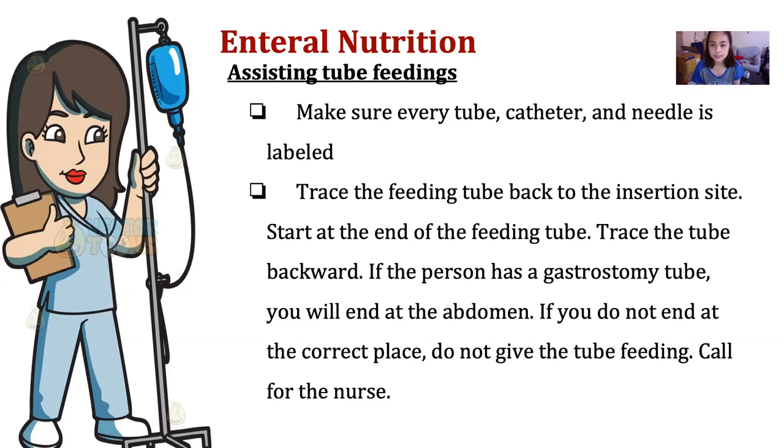Then, trace the feeding tube back to the insertion site, start at the end, okay? Sabi ko nga kanina, dapat i-trace natin kung tama ba yung tube na hinahawakan natin. Kasi pag ang patient nyo maraming tubings, minsan nakakalito. So, hindi natin alam ano ba yung lalagyan natin ng feeding. Maybe ibang tube pala yung nahawakan natin. So, dapat i-trace natin from dun sa tip hanggang dun sa end. Kung sa ilong ba siya nag-i-end, it means nasogastric siya. Or sa chan ba siya nag-i-end? So, it means may PEG siya or gastrostomy.